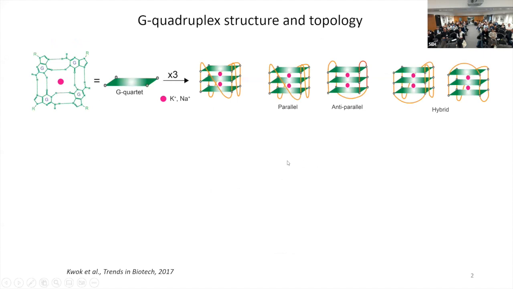Okay, so first let's see some introduction information about the G-quadruplex. G-quadruplex is a secondary structure of DNA and RNA formed in guanine-rich sequences. The guanines in the sequence can interact with each other to form a G-quartet, and two or more G-quartets can interact to form a G-quadruplex. Based on the orientation of the strands, it can form parallel, anti-parallel, and hybrid G-quadruplexes.